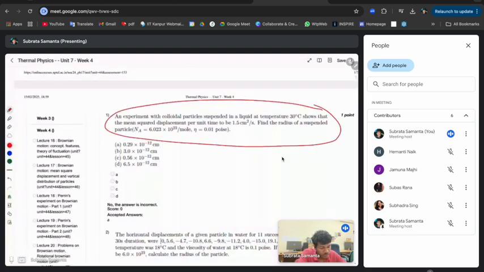In the first problem, an experiment with a colloidal particle suspended in a liquid at temperature 30 degrees centigrade shows that the mean square displacement per unit time is 1.5 centimeter square per second. Find the radius of a suspended particle, where the coefficient of viscosity and the Avogadro number are given. So how to calculate the radius of a suspended particle?